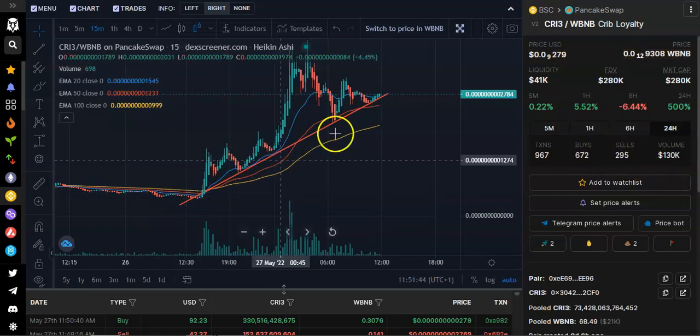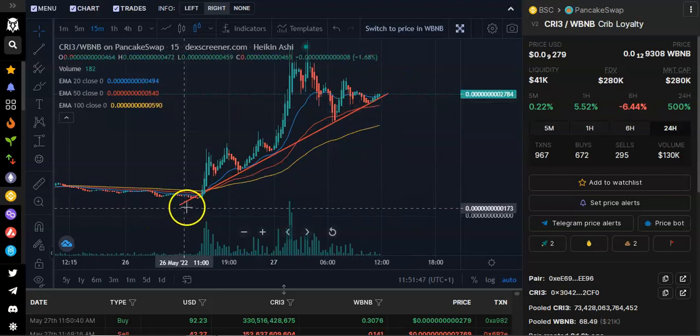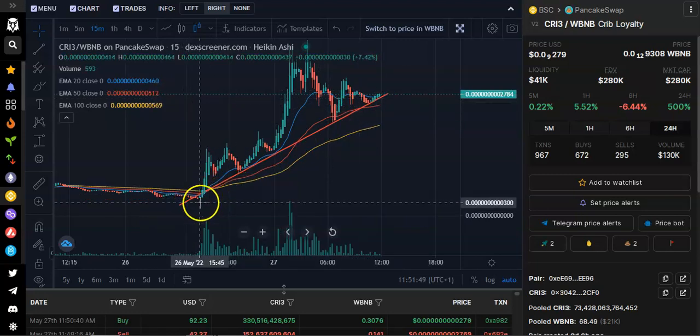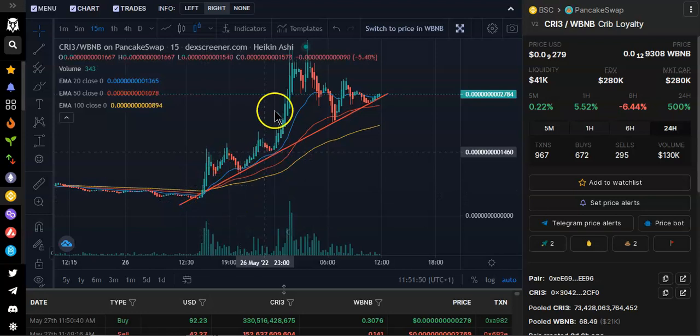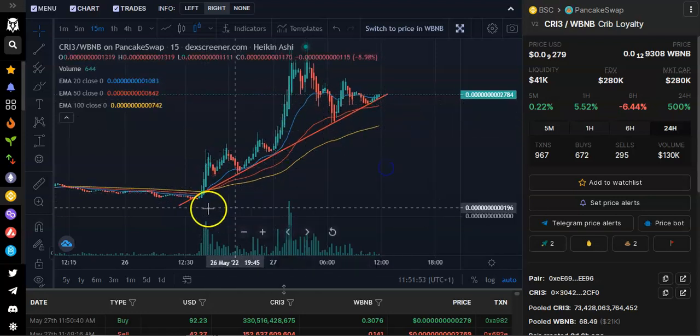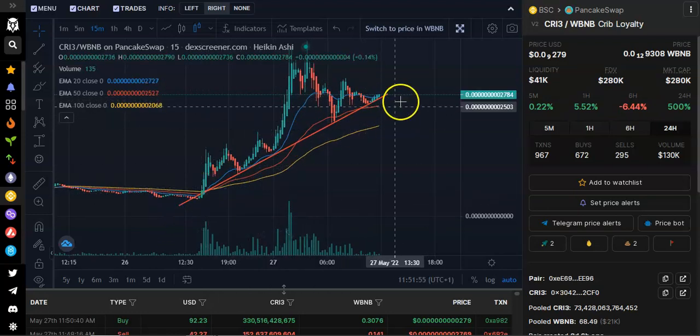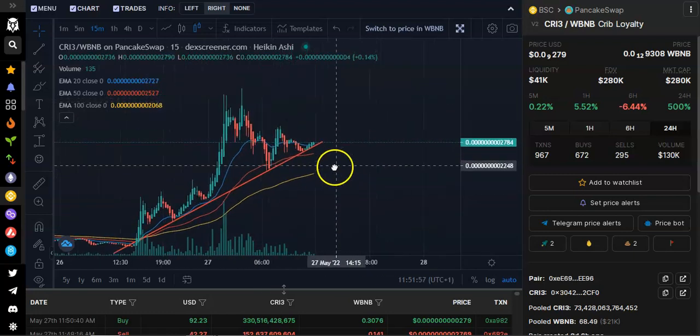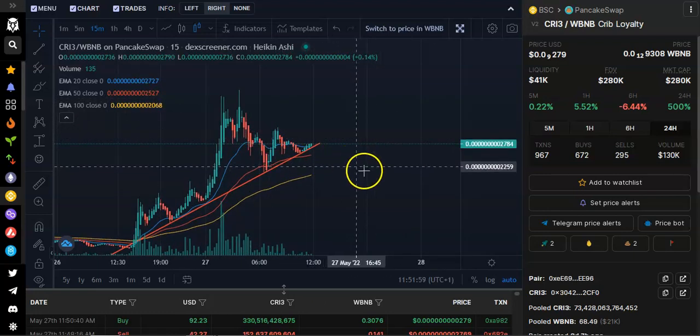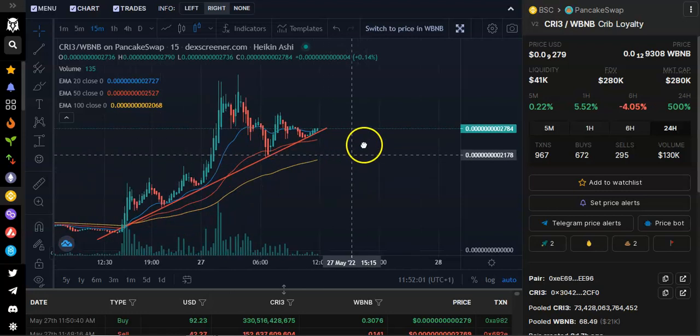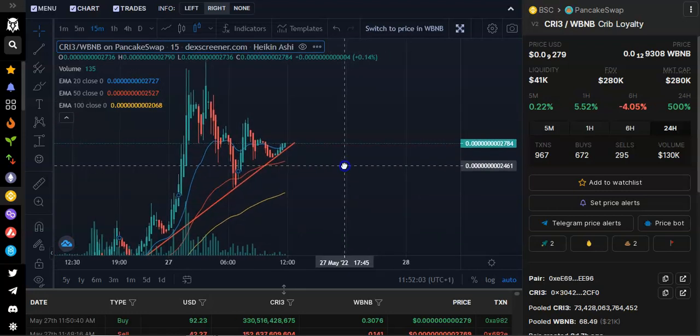And the reason why I decided to draw this line right here is because the token is doing higher lows and higher highs. And the line is pointing up, is going up, right? So the only way the token has to go is up, right? So I really hope that the token keeps on climbing, okay?